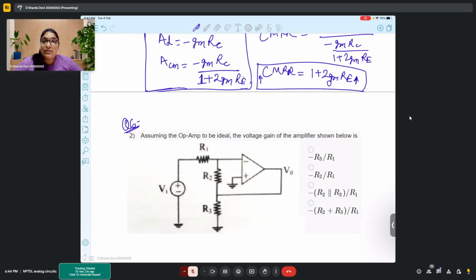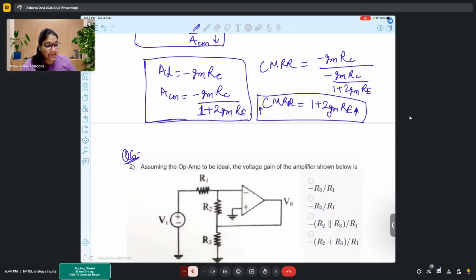Can you tell the common mode gain in terms of RE? The formula for ACM is minus GM into RC upon 1 plus 2 GM RE. So if RE increases, then your ACM reduces, which is basically the idea. You don't want common mode gain to increase, because the major idea of an op amp is to reduce your common mode gain. Yeah, that's why it is a bit tricky.